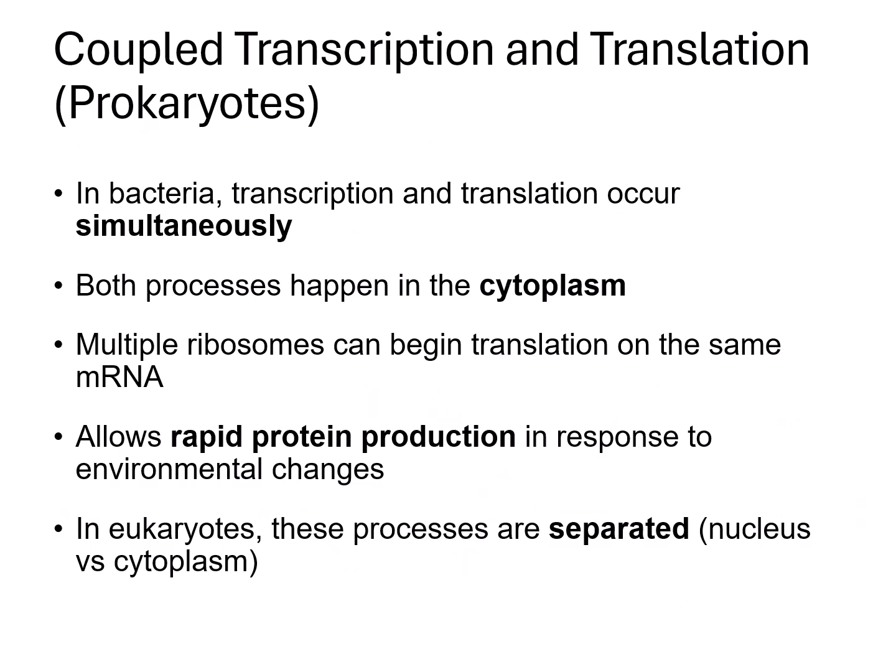As I mentioned earlier, in prokaryotes like bacteria, transcription and translation happen at the same time, right, simultaneously in the cytoplasm, because they do not have a nucleus. So as soon as an mRNA is transcribed, ribosomes attach and begin translating it. This coupling allows bacteria to respond rapidly to environmental changes. In contrast, in eukaryotes, we separate these processes. Transcription occurs in the nucleus, and translation occurs in the cytoplasm.